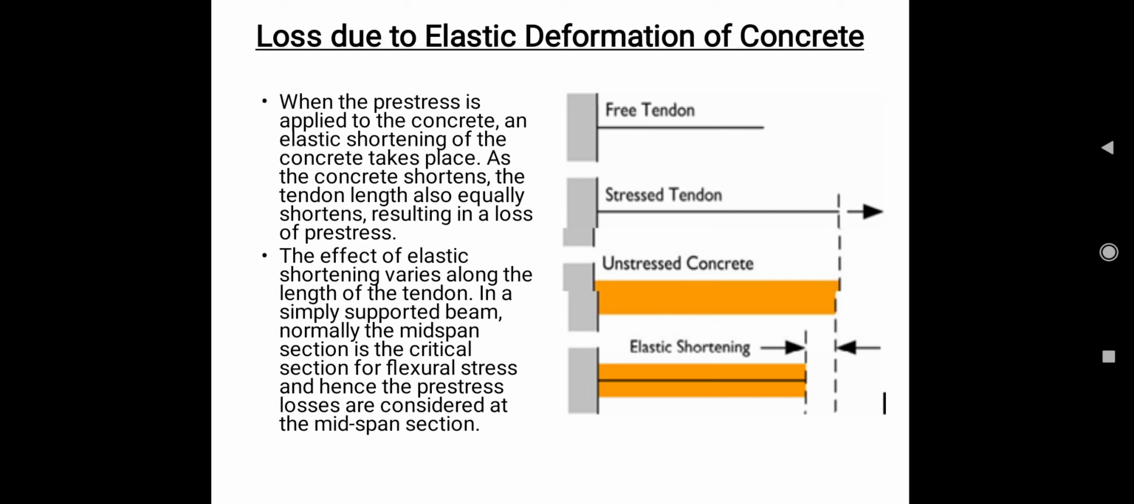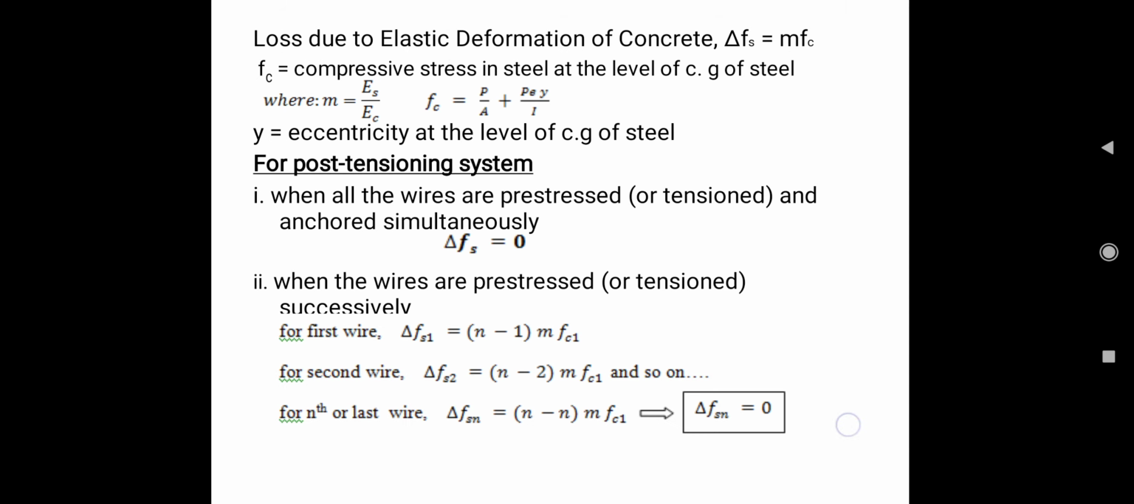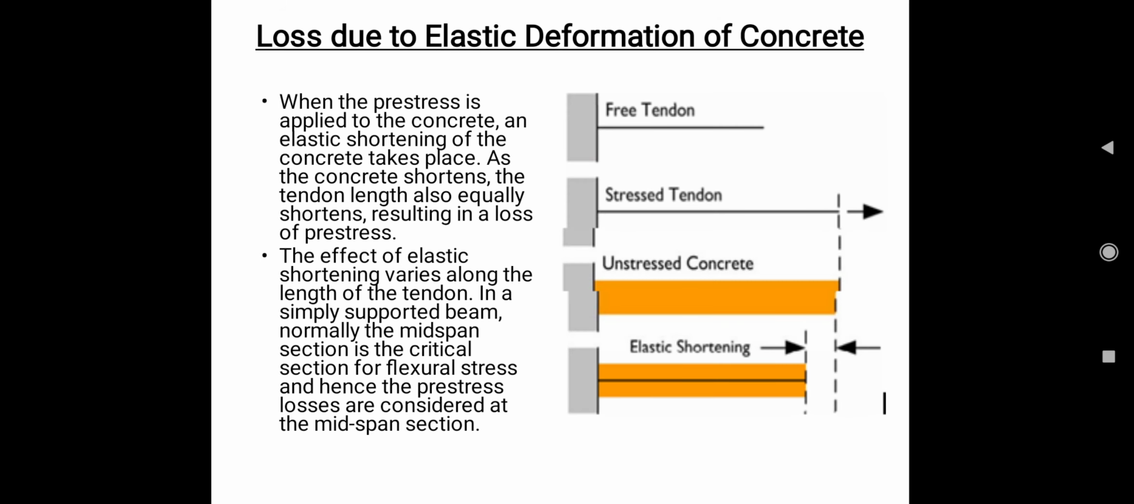So in this image we can see elastic shortening of the concrete. There is a shortening of the concrete for this length L or X. So the length of the tendon is also reduced by that length, which reduces the effective pre-stressing force.